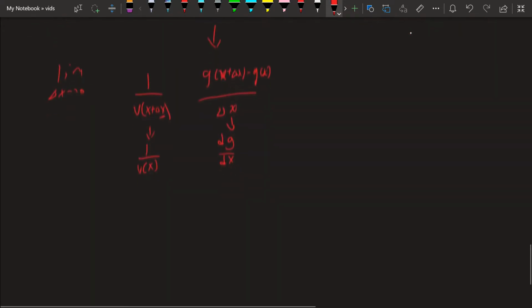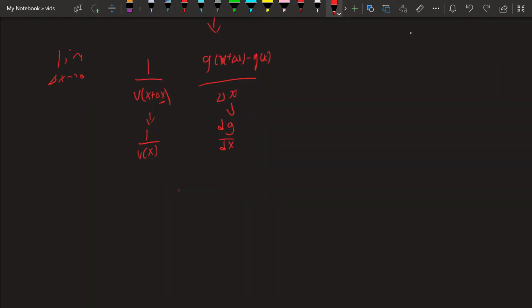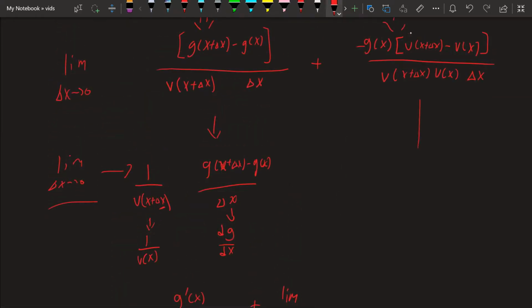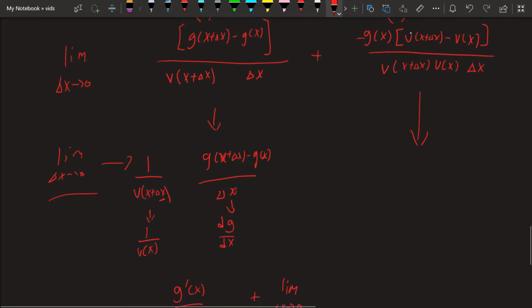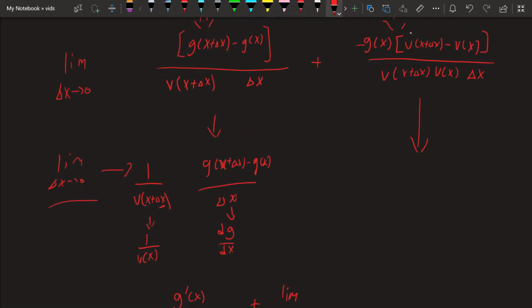So here's the first fraction simplified. The first fraction simplifies into g prime over v of x, right? Plus, we have the limit as delta x goes to 0. We don't write the limit anymore here because we already used it up, right? So now let's simplify this fraction. So what happens? The limit here.